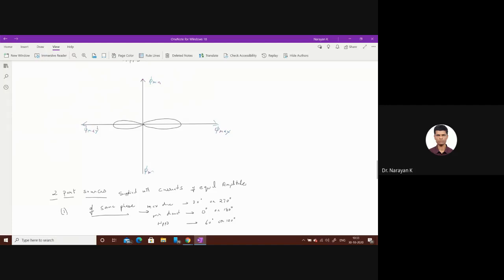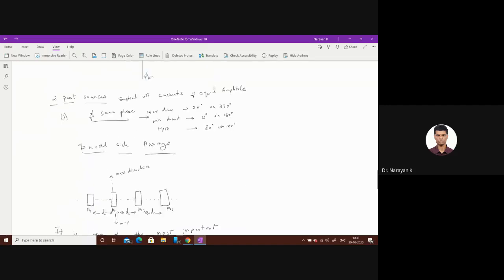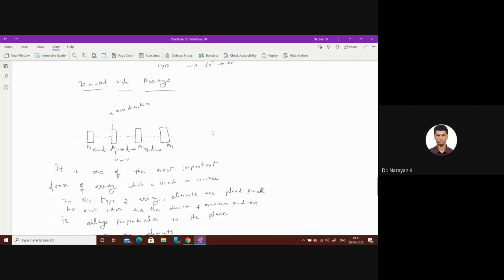Your radiation pattern will be along the axis. So if you just invert the phase, the same set of antenna will become an end fire array. So for 2 point sources of same phase, maximum direction is 90 or 270 degree, and minimum direction is 0 or 180 degree, and half power point direction is 60 or 120 degree. For opposite phase, your maximum direction will be 0 or 180 degree, and your minima direction will be 90 or 270 degree. Half power point direction remains the same.